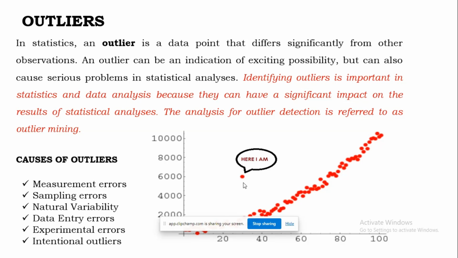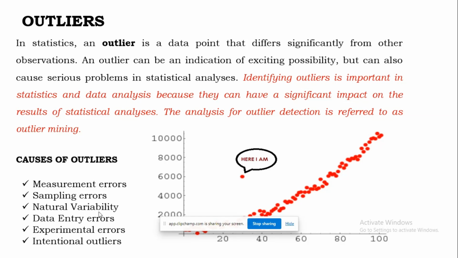Outliers are caused by several factors which I have listed here. One, measurement errors. Two, sampling errors, natural variability, data entry errors, experimental errors, and intentional outliers. Intentional outliers occur during fraudulent activities. They are inserted to cause distortion of the data set. These are often carried out during fraudulent activities.